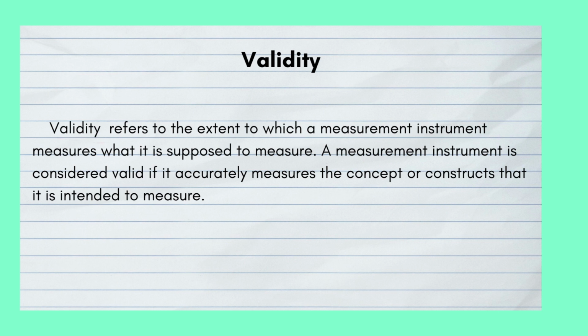Another important consideration in constructing a research instrument is how to establish its validity and reliability. First, the validity. Validity refers to the extent to which a measurement instrument measures what it is supposed to measure. A measurement instrument is considered valid if it accurately measures the concept or constructs that it is intended to measure. In other words, a valid instrument measures what it claims to measure and produces results that are meaningful and relevant to the research question.